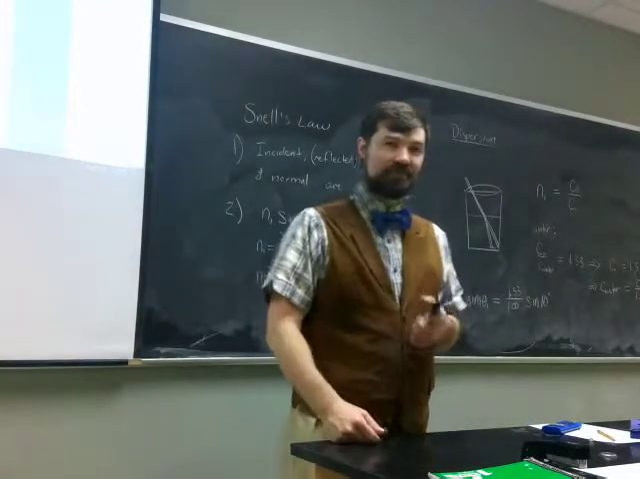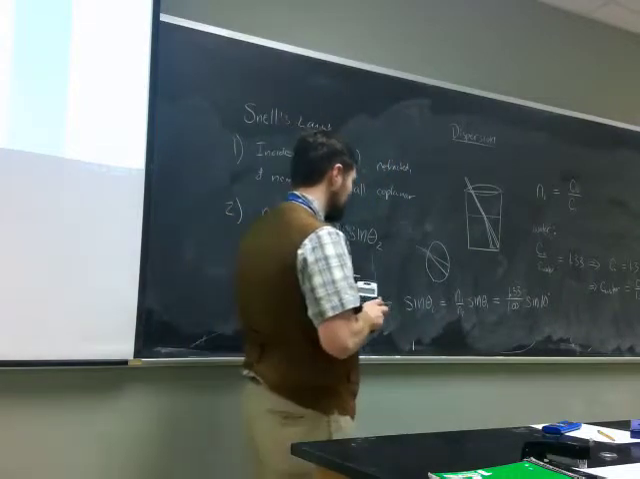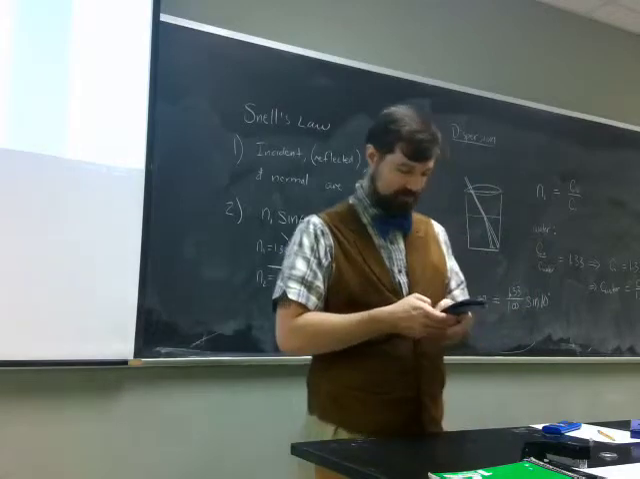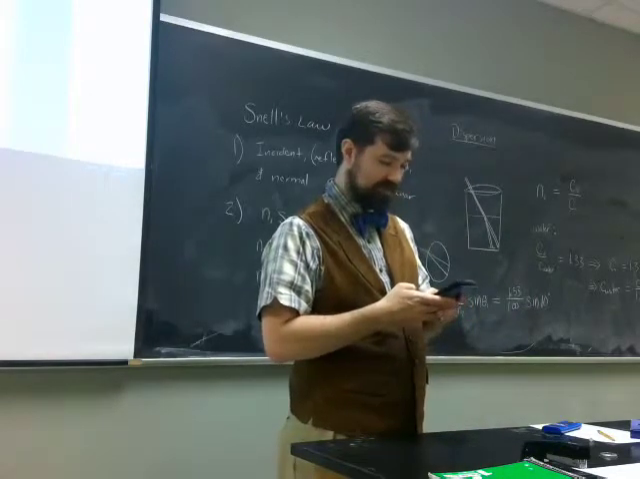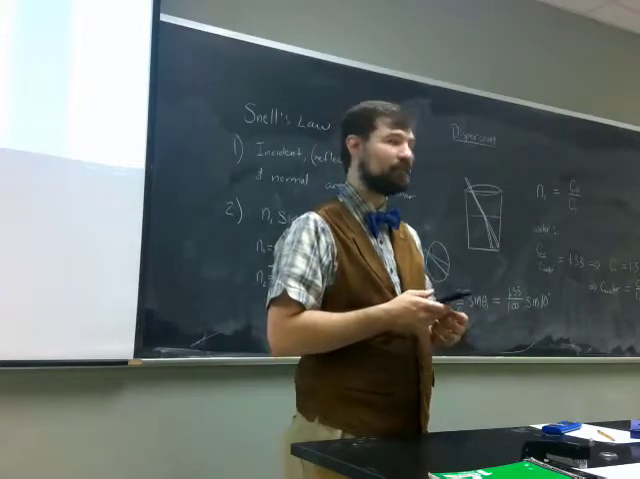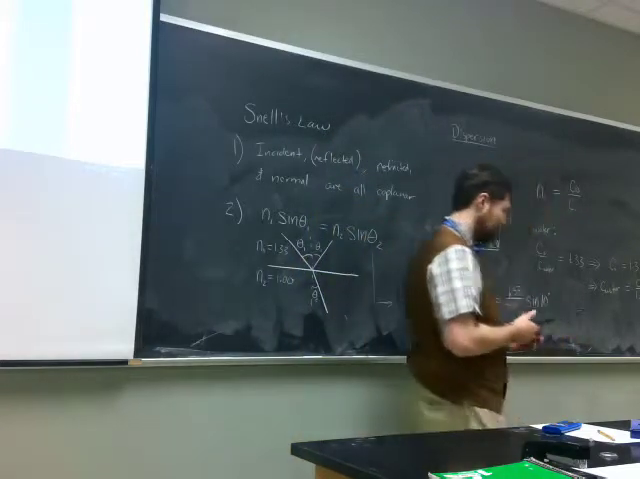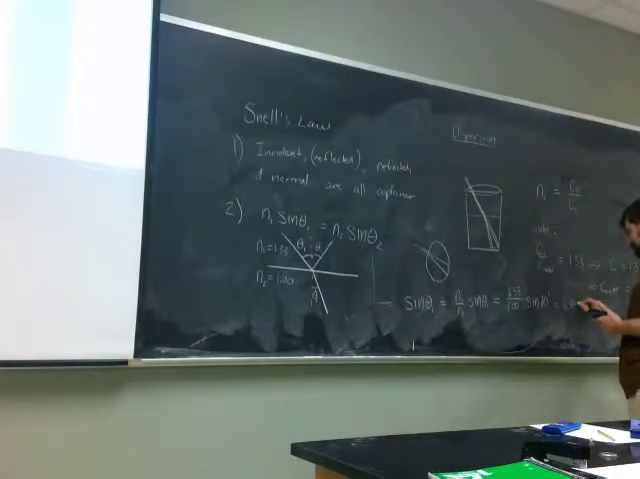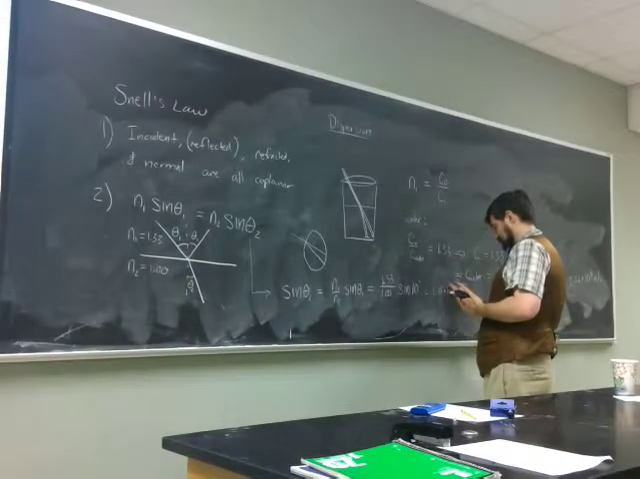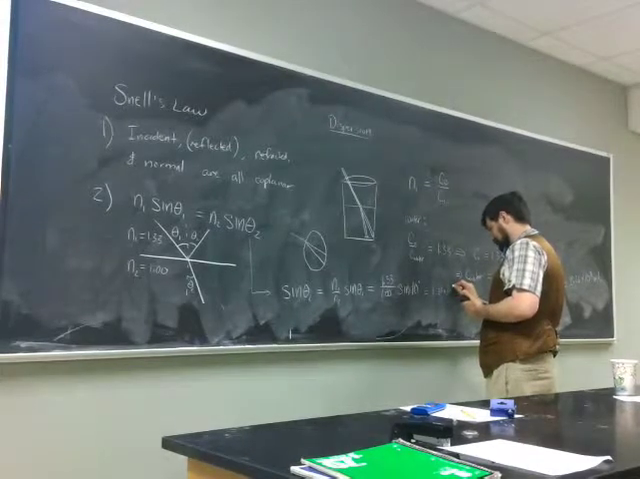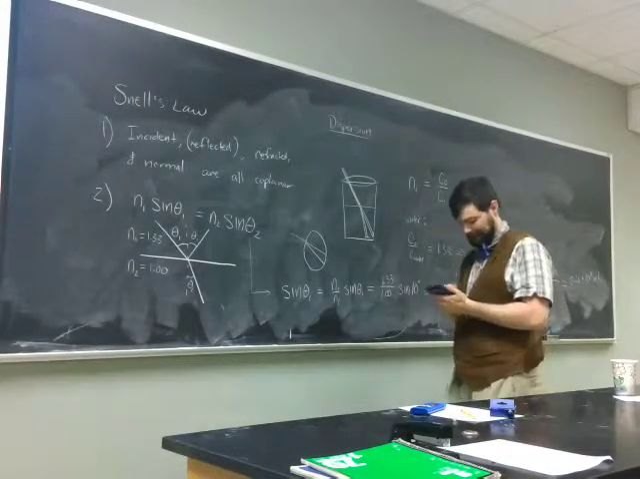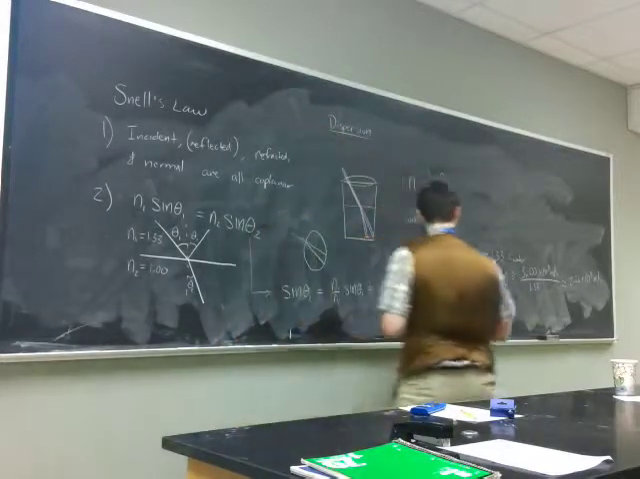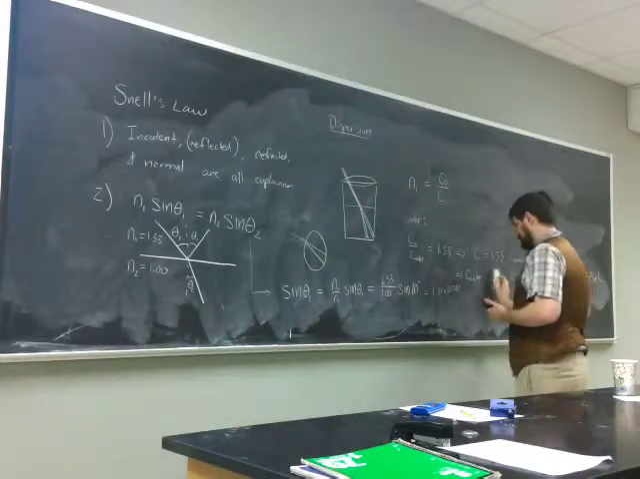So this is a little less interesting, but okay, we'll plug it in here. Sine of 10 degrees, and my calculator says that that is 0.174. And then we have to multiply it by 1.33. So this is 1.33 times 0.174. What I get is 0.230.